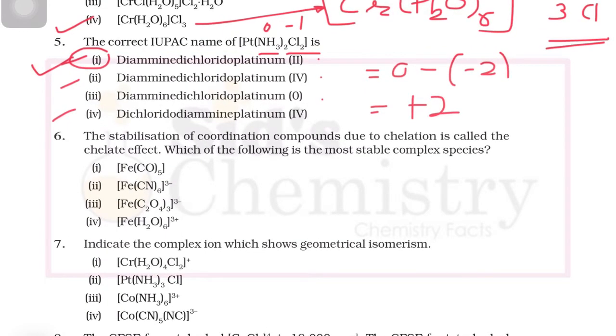Out of the given 4 options, we can see that in the first one, the carbonyl ligand is given, which is monodentate. In the second one, the cyanide ligand is given, which is also monodentate. In the third one, the oxalato ligand is given, which is bidentate. And in the fourth one, the water ligand is given, which is monodentate. It is already given in the statement that chelation is responsible for the stability, and only a chelating ligand is present in option number 3. So the correct answer for this question is option number 3.